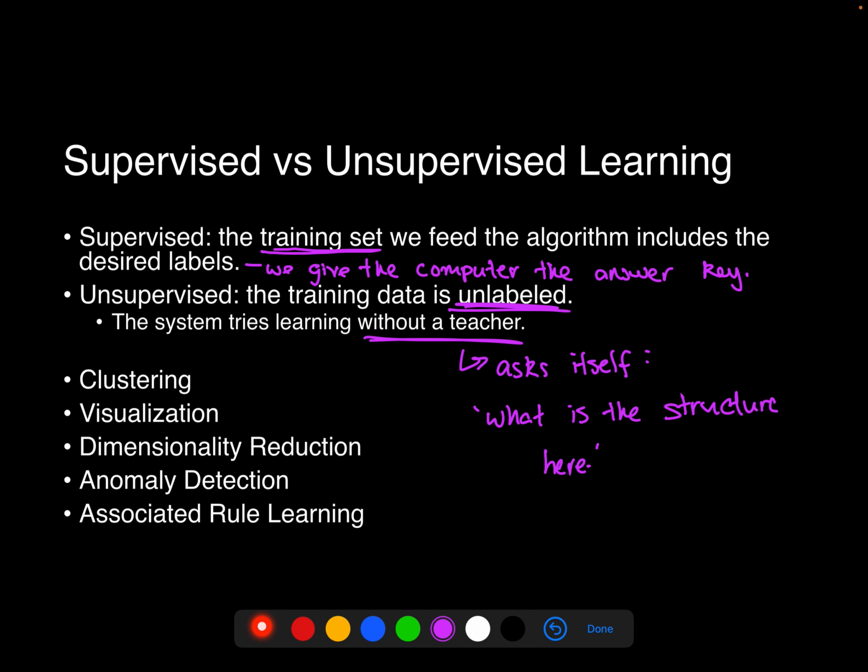Because there are no labels, we use different tools to make sense of the information, and the tools we're going to be covering today are here. I'll go through them one by one.